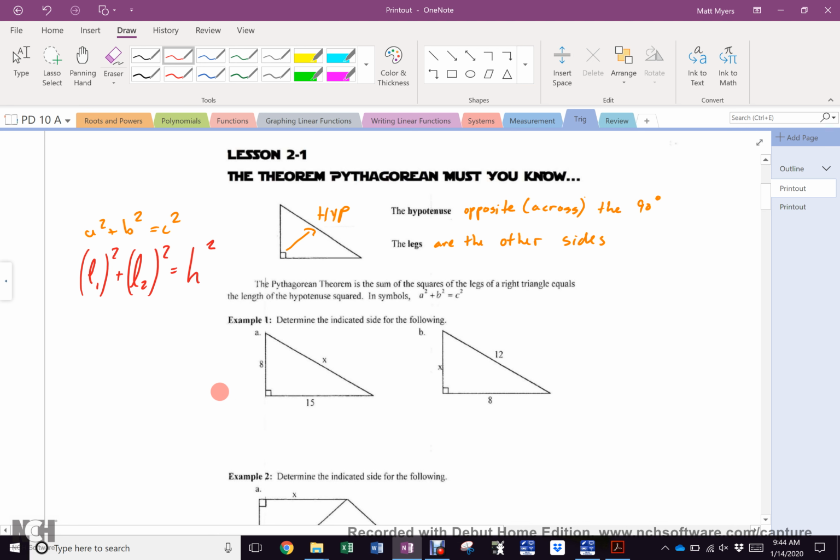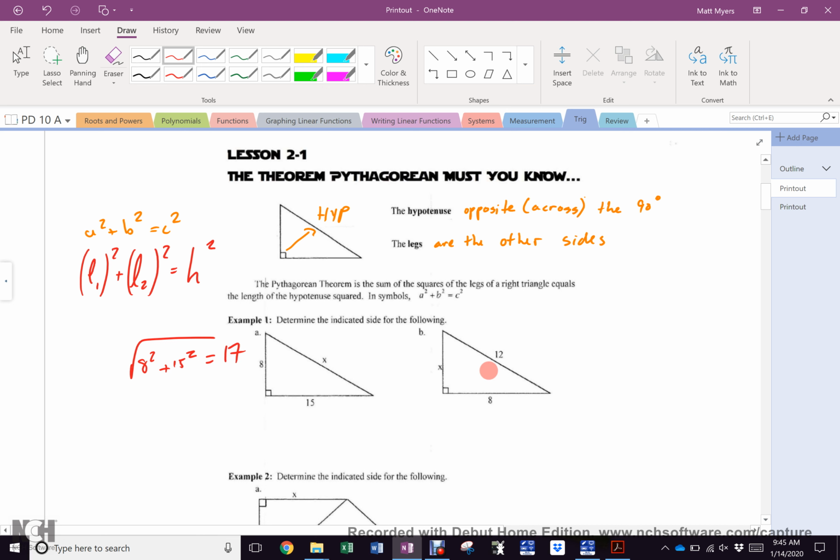All right. All of you should be able to do these two in your sleep. You should be able to do them almost in your head. What is this value? Eight squared plus 15 squared. The square root of that equals what? 289. There you go. 17.